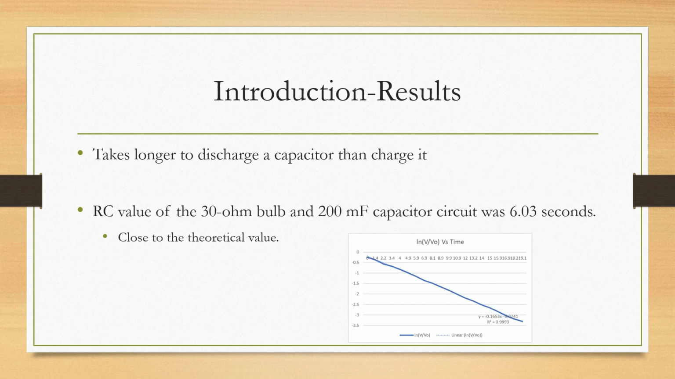During this lab, I found that it takes longer to discharge a capacitor than to charge it. I also found that the time constant of a bulb and capacitor circuit was 6.03 seconds.